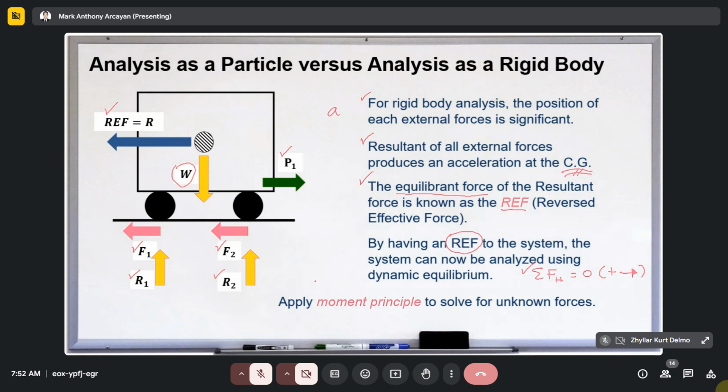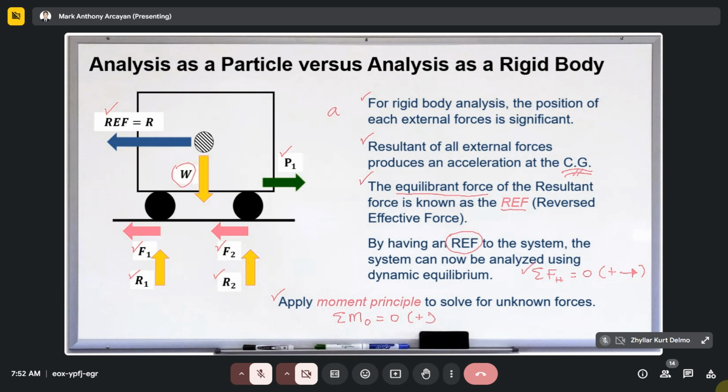Then after that, once you apply this dynamic equilibrium, the summation of forces, you can use this one to find the unknown forces. Now, if you are going to require solving the dimensions, you really need to apply the moment principle. It's like taking the summation of moments at any point on our rigid body, and that is equal to zero.